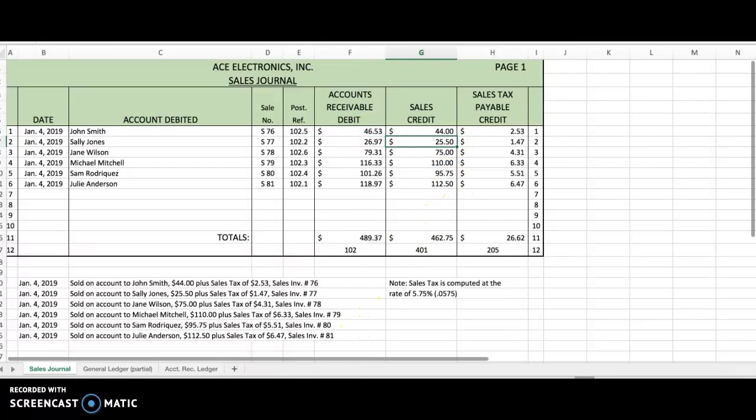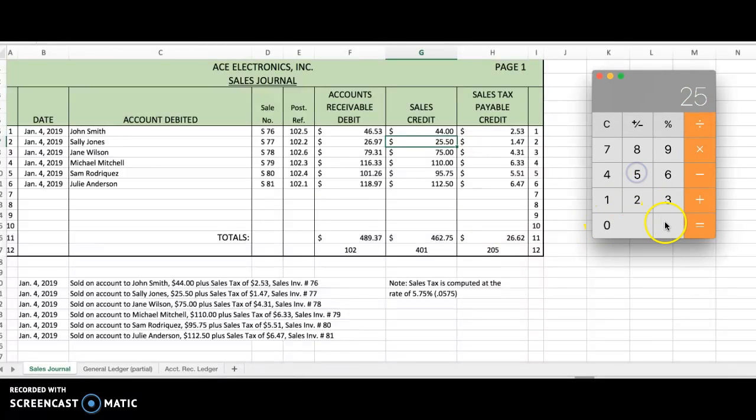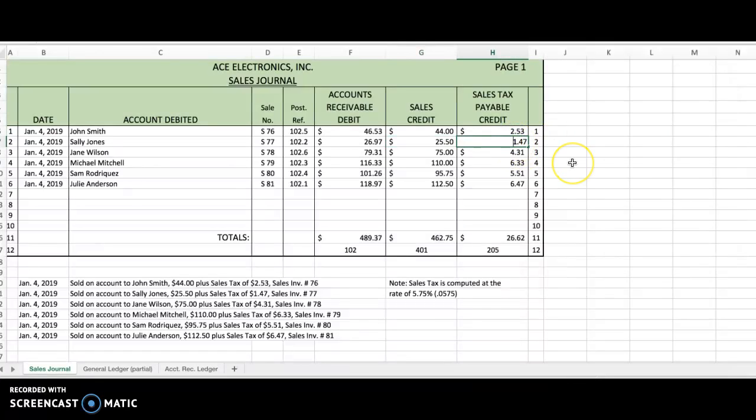Let's take a look at Sally Jones, the next transaction here. Her sale was $25.50 times, again, 0.0575 equals 1.46625, and we round up. And as a reminder to you, this number will always be determining whether you round up or not. If this is 5 or higher, you round up. So this becomes $1.47, not $1.46, as you see on the journal page. It rounds up to $1.47.